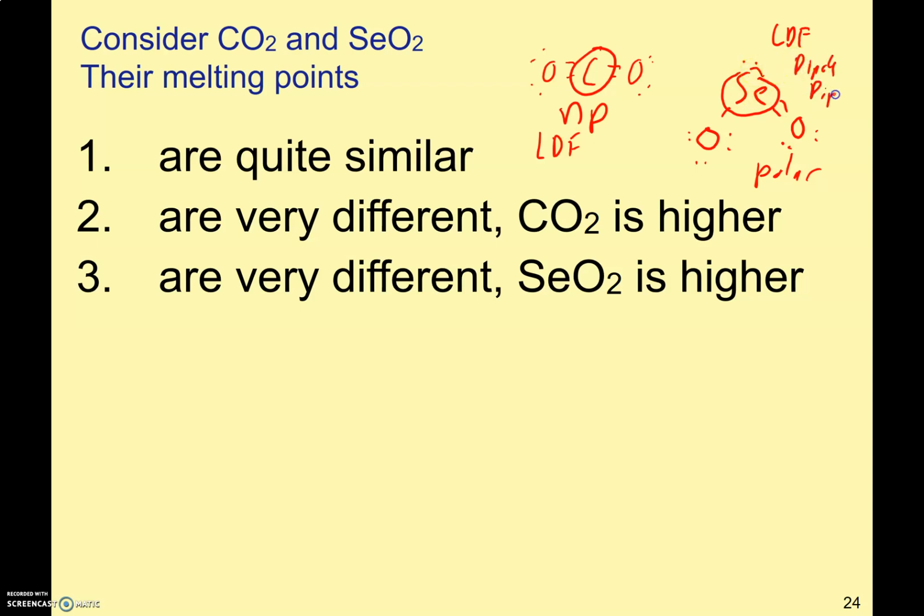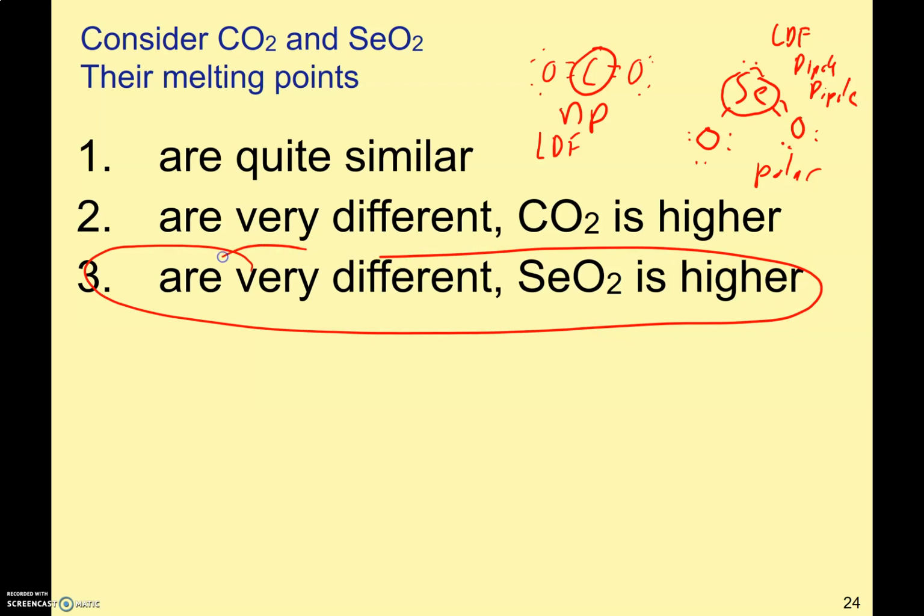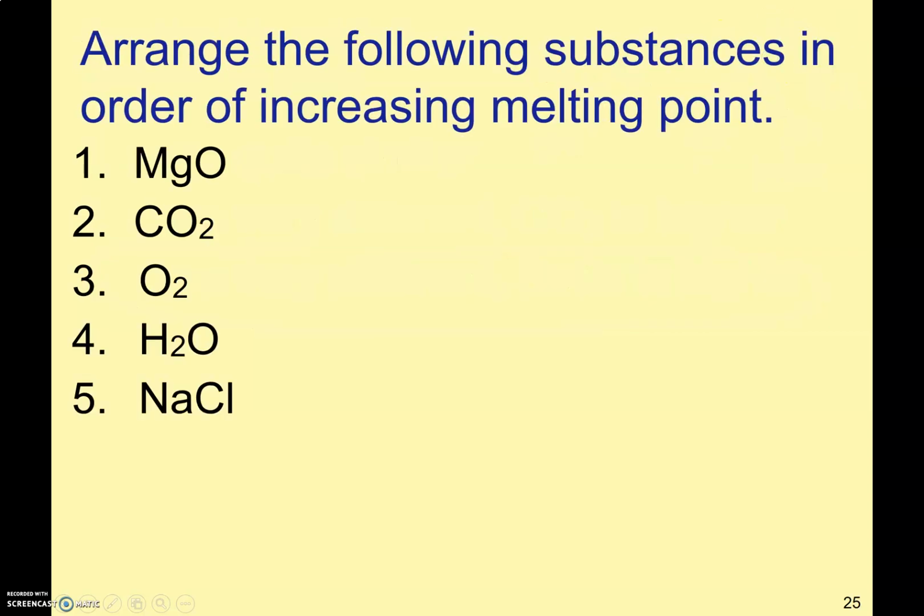So because it has stronger intermolecular forces, their melting points are very different. In fact, this one's a gas and this one's a solid. So they're very, very different in their melting points, and Se2 is higher. So this question says, arrange the following substances in order of increasing melting point.